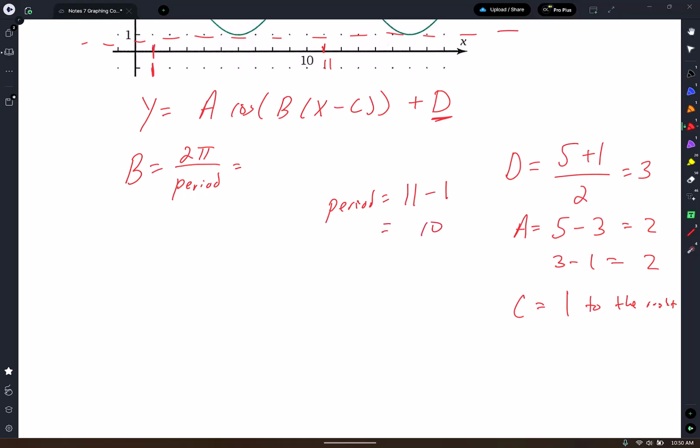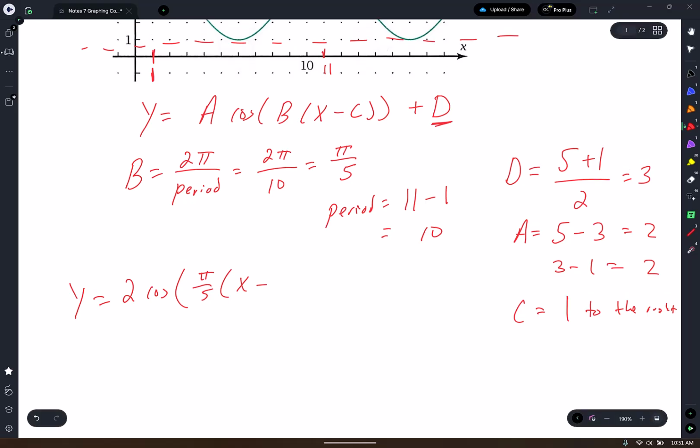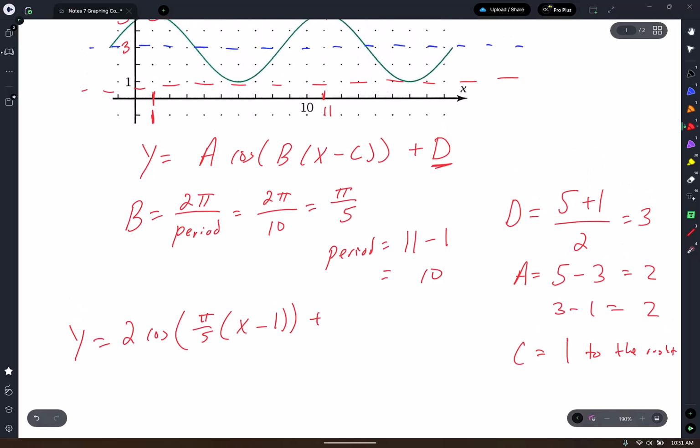And I get 10. So I'm going to replace that. So I'm going to write 2 pi divided by 10. That reduces to what over what? Pi over 5. We got everything we need, guys. Y equals, what's my amplitude? 2. Cosine, open parenthesis. What's the B? Pi over 5. Open parenthesis again. X minus 1, close, plus, what's the midline? 3.